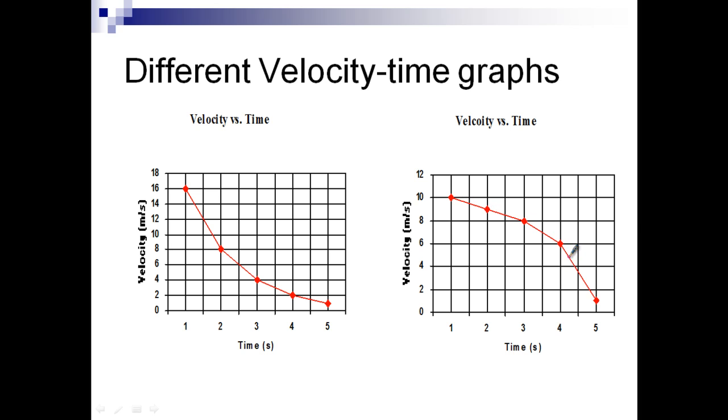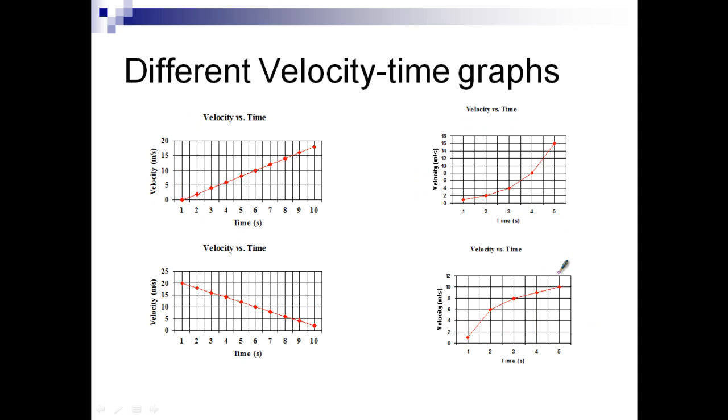Because remember, the slope of this line is the acceleration, so the steeper the slope, the greater the acceleration. You're slowing down a little bit, put your brakes a little harder, a little harder, a little harder, slam on them because you don't want to hit that child crossing the road. So you stop really quick.